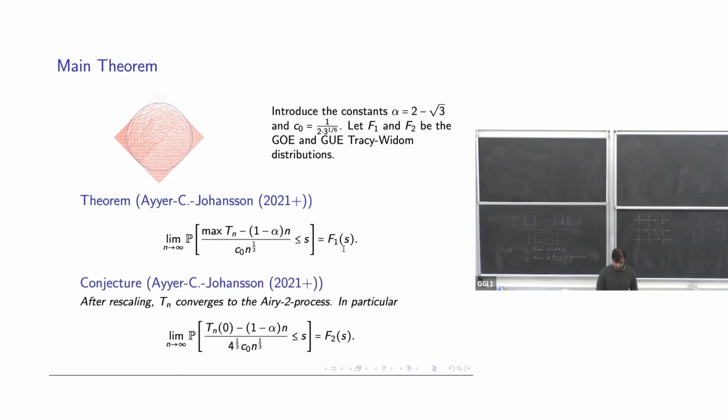And from this we get a believable conjecture, evidence that the top path should hopefully converge to the Airy 2 process. In particular, if we just looked at the path at time 0 here, if we subtract the same things and multiply the scale factor by 4 to the 1/3, we should get the Tracy-Widom GUE distribution.